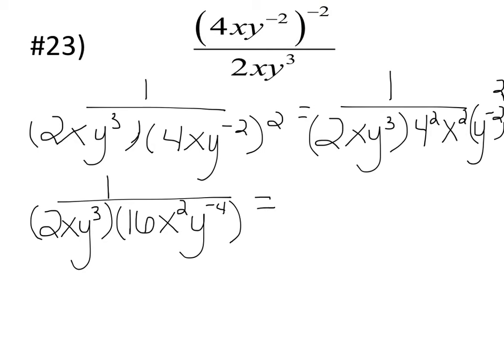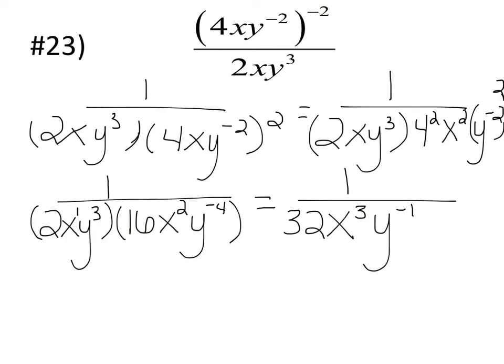So let's start multiplying together here. 1 over 2 times 16 is 32. And then x times x squared, give this x a 1. So we're multiplying like bases, becomes x cubed because you add the exponents. So 1 and 2 is 3. And then y cubed times y to the -4th becomes y. If you add the exponents, you get 3 plus -4, or 3 minus 4. So 3 minus 4 is -1. So y to the -1st power.